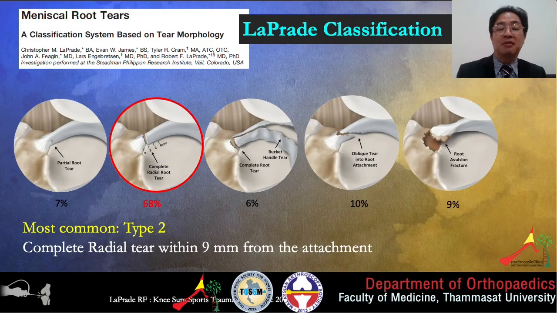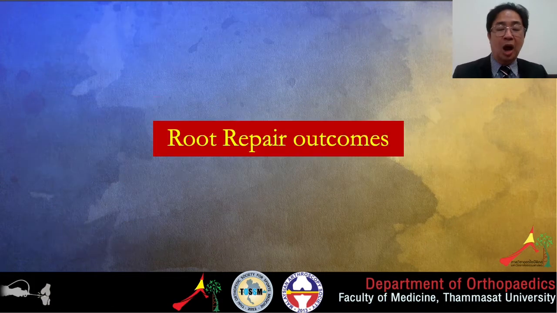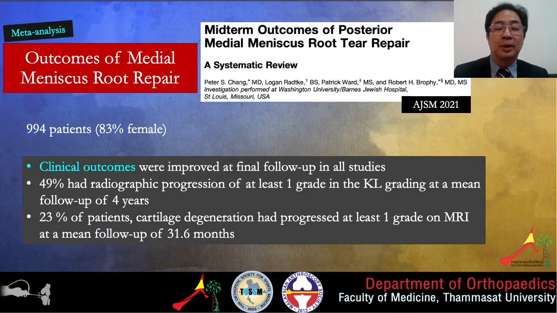Dr. LaPrade classified the meniscus root tear into 5 types. The most common is type 2, 68%, the complete radial tear within 9 millimeters from the attachment. How about the root repair outcome? The recent meta-analysis from the American Journal of Sports Medicine 2021 of 994 meniscus root repair patients showed the clinical outcomes were improved in all studies. However, 50% had X-ray progression of at least 1 grade of KL at 4 years follow-up.